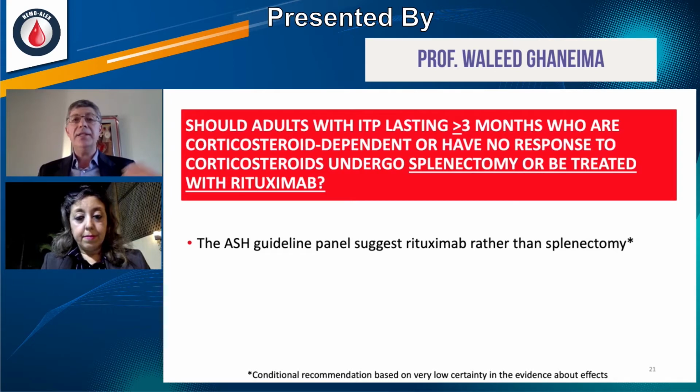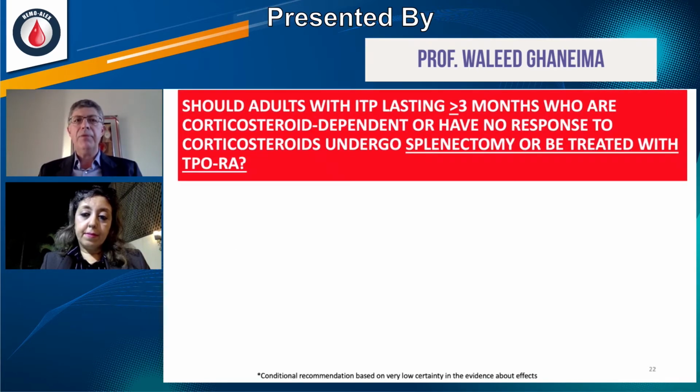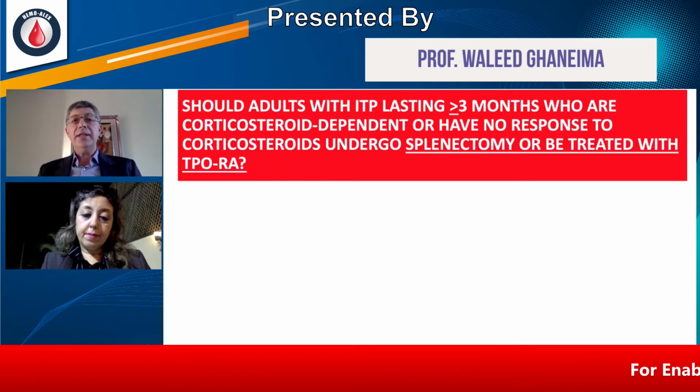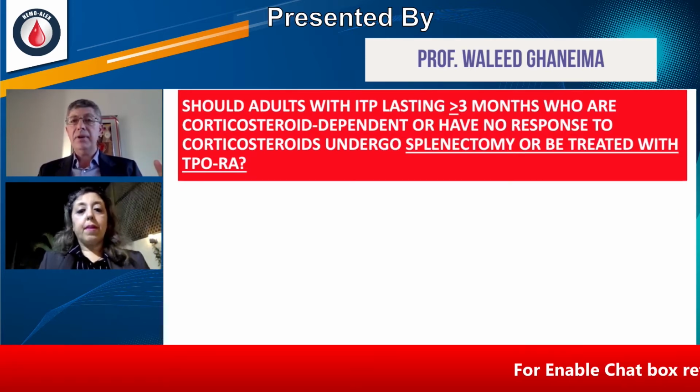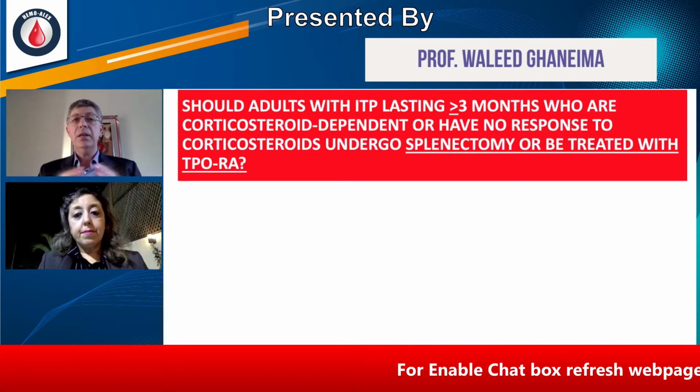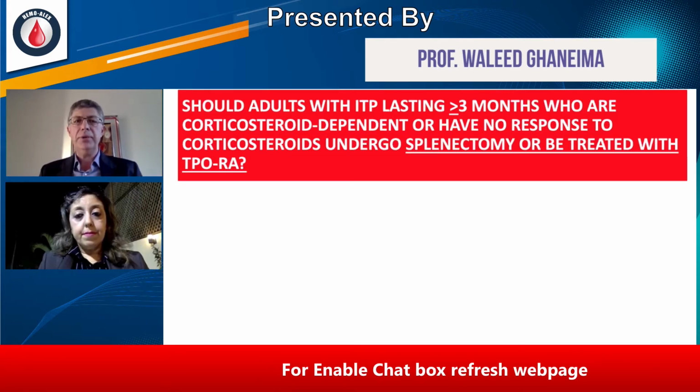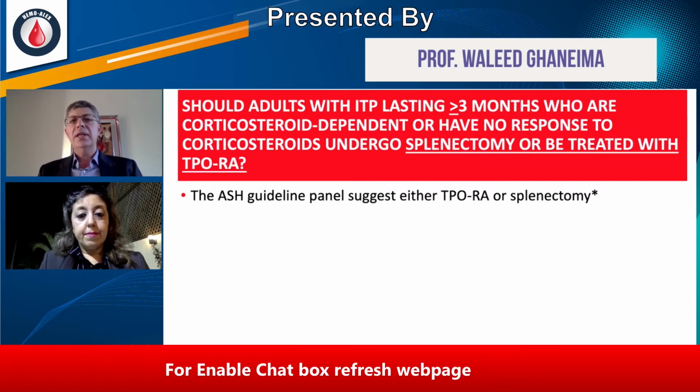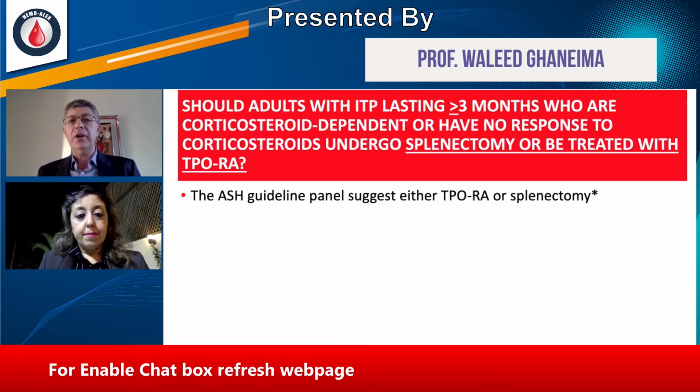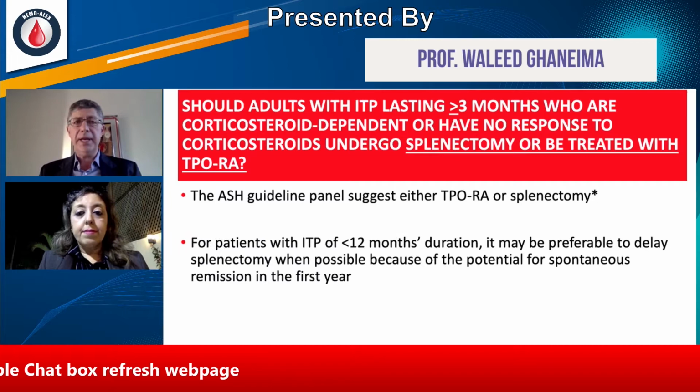Should adults with ITP lasting more than 3 months, the same thing, who fail corticosteroids, undergo splenectomy or be treated with rituximab? The ASH guidelines actually suggest rituximab rather than splenectomy. And that is because we might avoid some splenectomies if we give rituximab. Should adults with ITP lasting more than 3 months, the same question, undergo splenectomy or be treated with TPO? This time they suggest either one of the two, TPO or splenectomy.